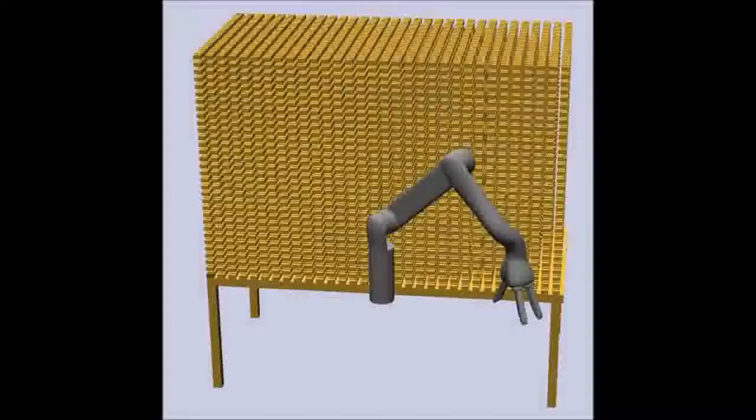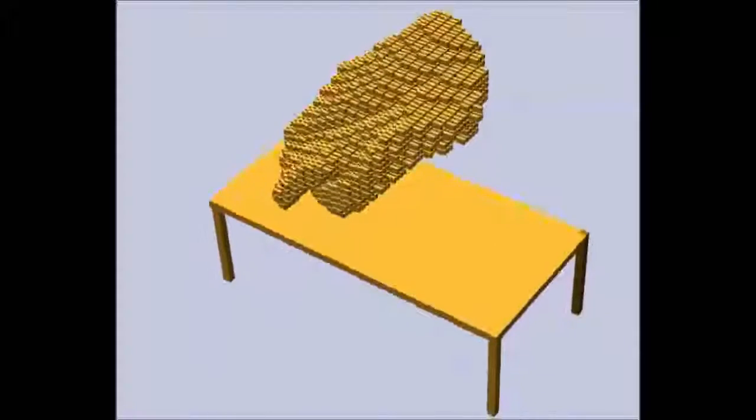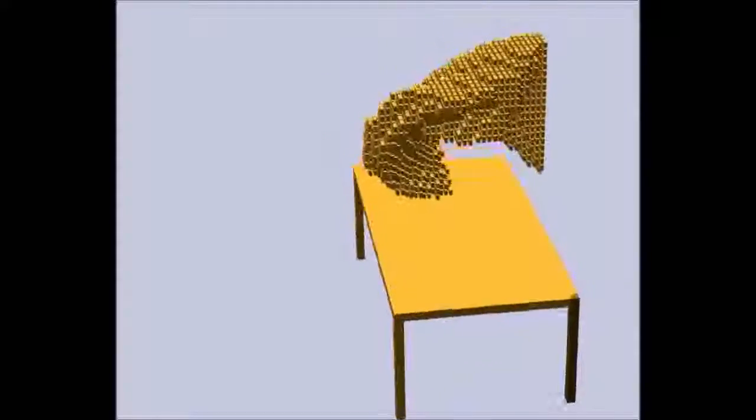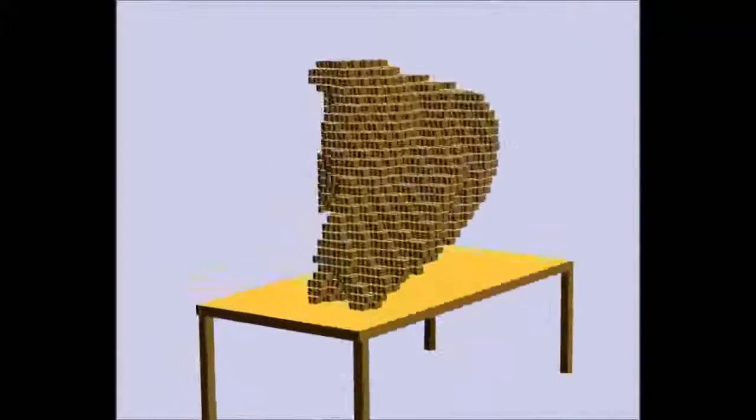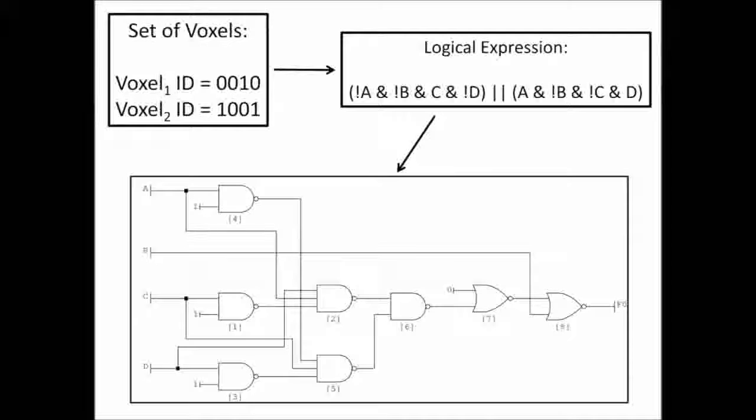the roadmap, we compute the set of voxels that motion collides with. The set for the motion shown earlier is visualized here. This set of voxels represents the volume swept by the arm. We use these sets to build specialized circuits to detect collisions.